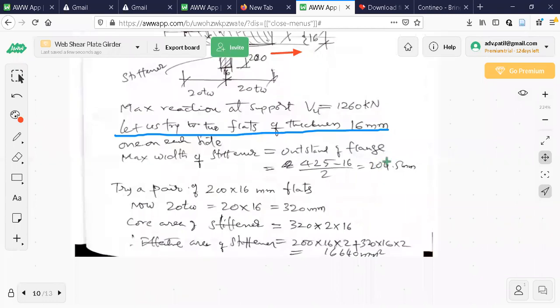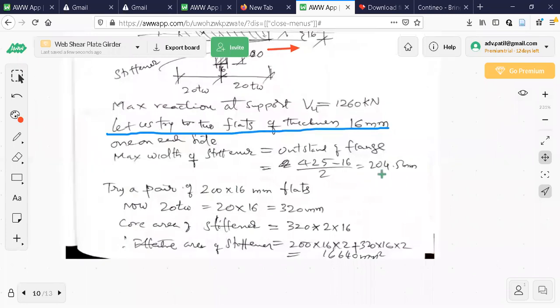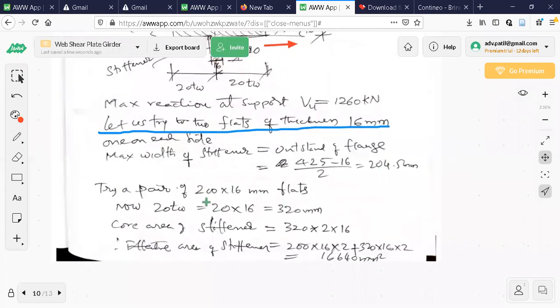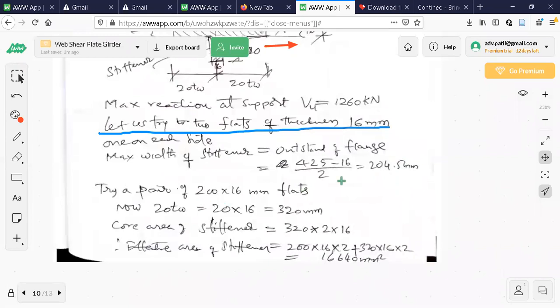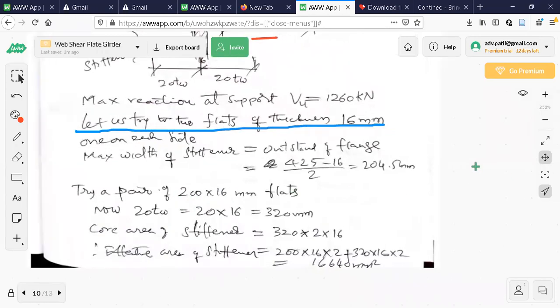Otherwise, it will cross beyond this plate girder. So what I have done here is, 204 is the maximum limit given. I have selected 200 instead of 204.5, which is the maximum allowed here. So I have taken near to this number, but less than this, 200. So each plate is now 200 by 60. So the plate is having 200 by 60.